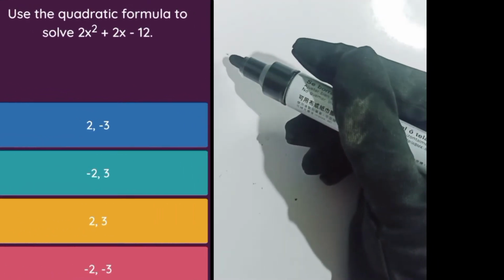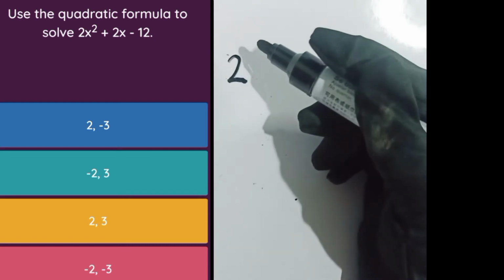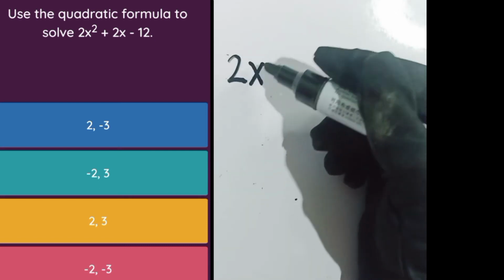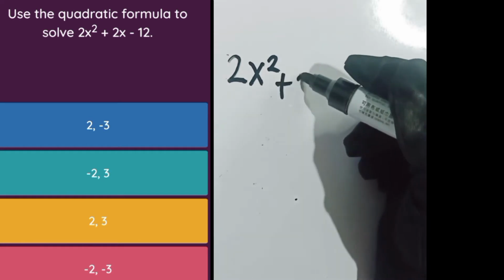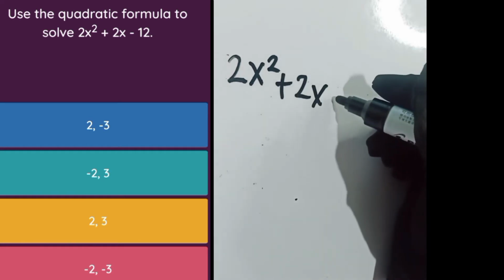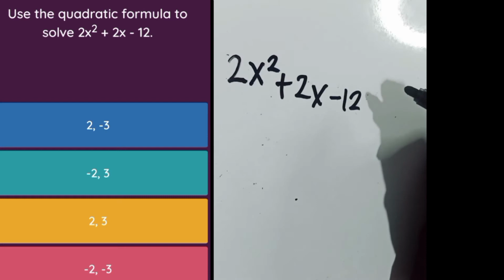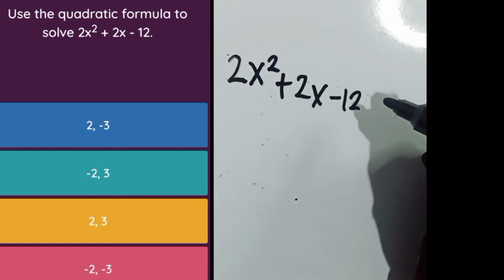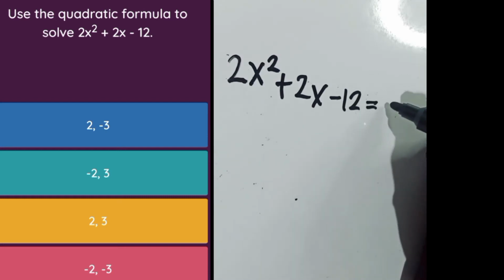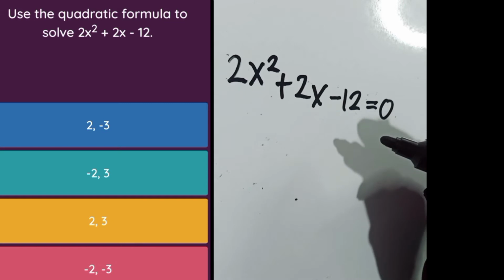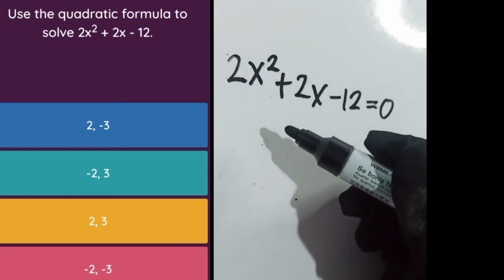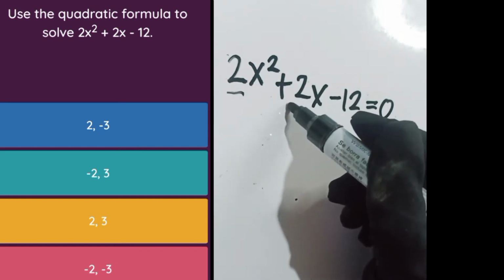Next challenge, challenge number 3. Use the quadratic formula to solve 2x squared plus 2x minus 12. It's already in the standard form as we can see, so equate it to 0. Since it's already in standard form, we skip step 1, transforming it to standard form, and go to step 2, which is to identify the values of a, b, and c.